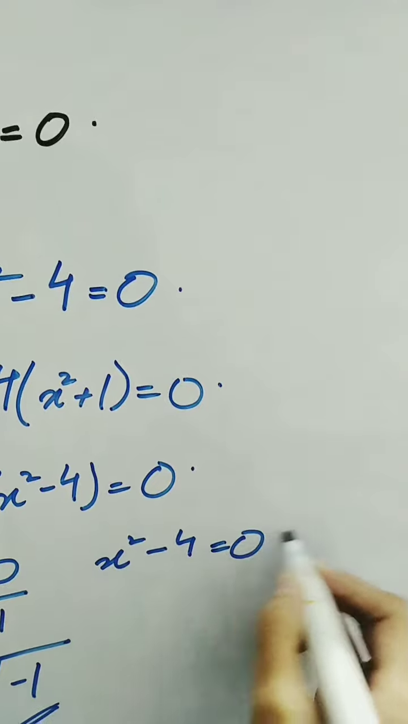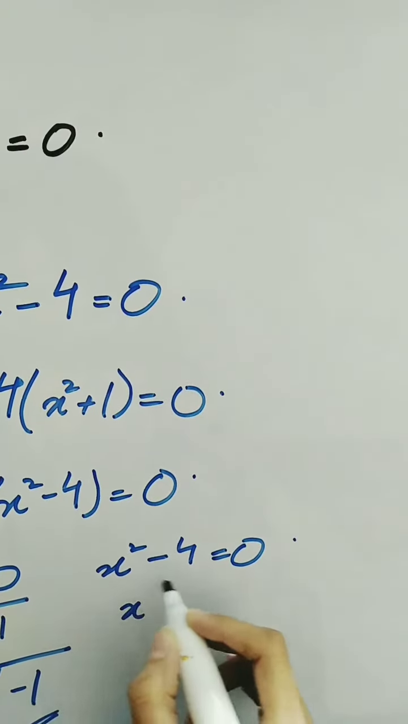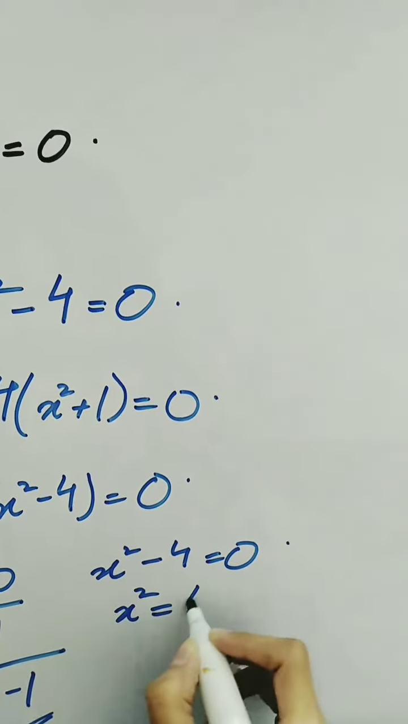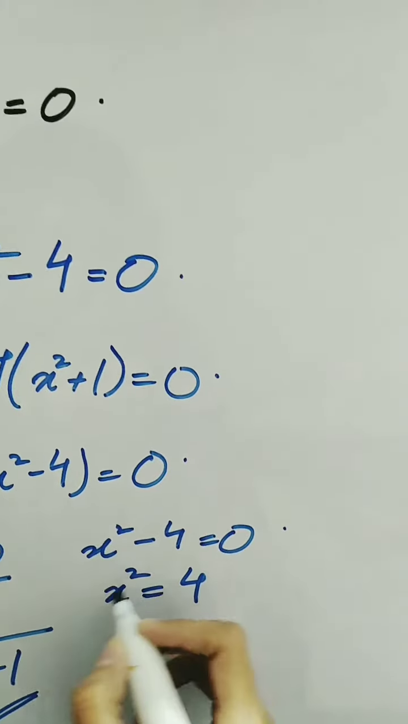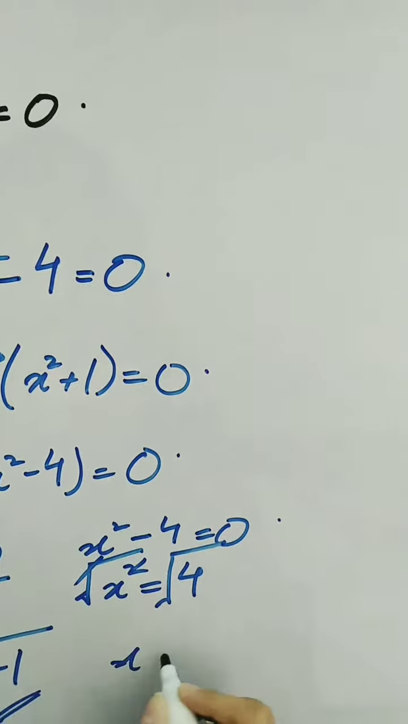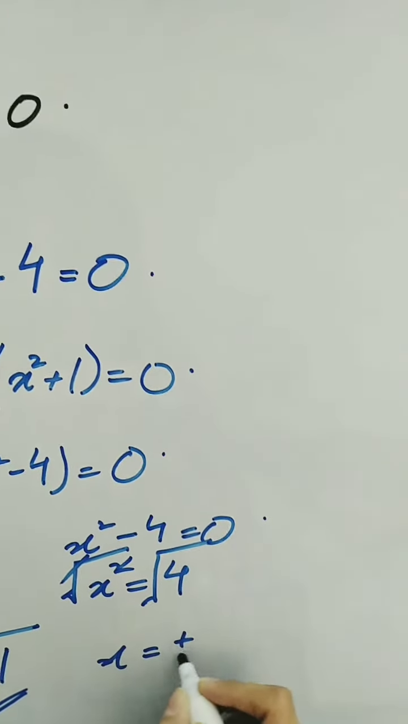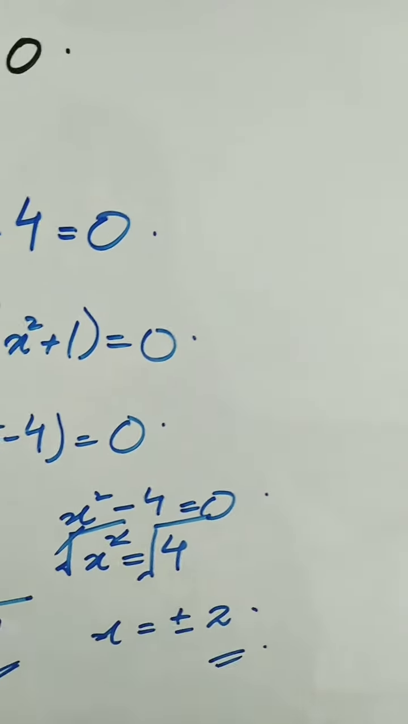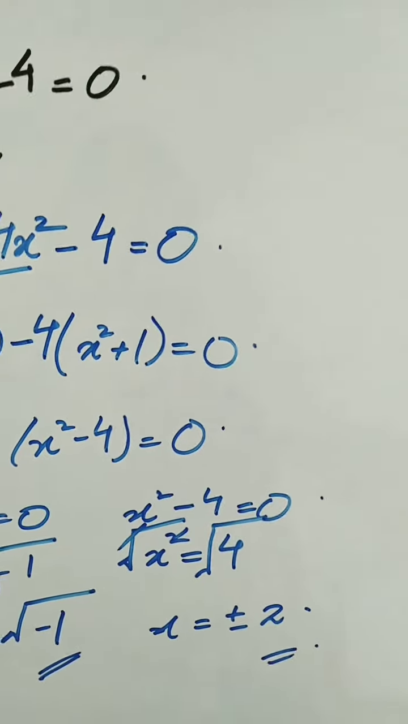Now look at the other factor, which is x square minus 4 is equal to 0, or it will become x square is equal to 4. By taking square root on both sides, we will have x is equal to plus minus 2, and this is our answer.